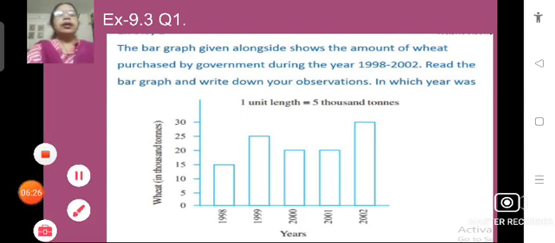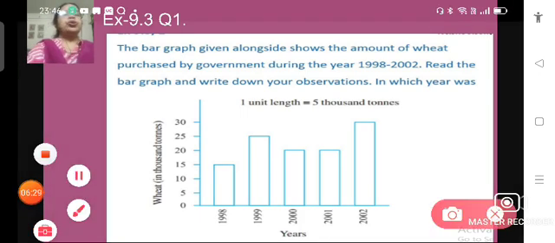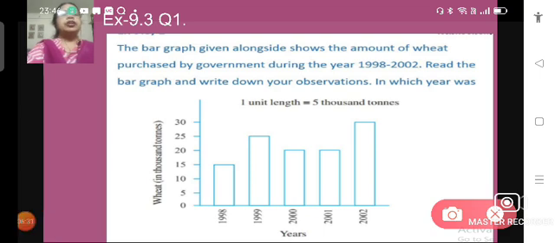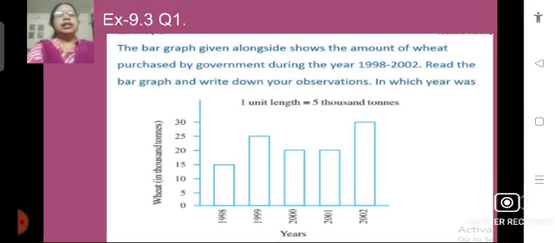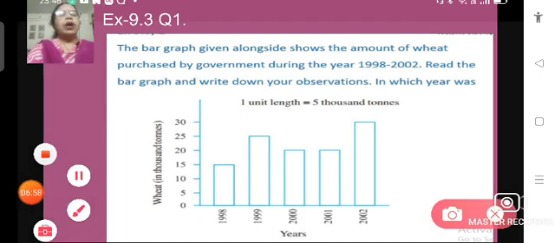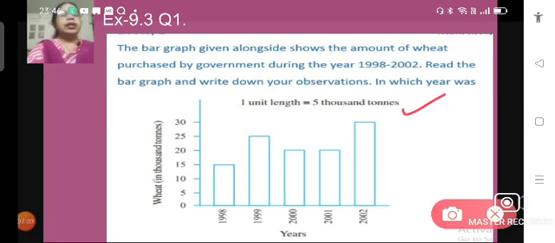Question number 1. Here the bar graph shows the amount of wheat purchased by the government during the year 1998 to 2002. Read the bar graph and write your observations. We have to answer the questions looking at the bar graph. Here the bar graph is a vertical bar graph. The wheat in 1000 tons is taken along the y axis and the years are taken along the x axis. Here 1 unit length is taken as 5000 tons.